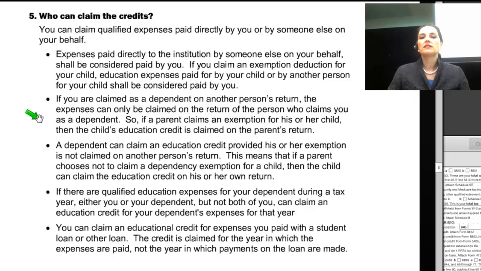So if a parent claims an exemption for his or her child, then the child's education credit is claimed on the parent's tax return, and the child cannot claim the credit himself. A dependent can claim an education credit provided his or her exemption is not claimed on another person's return. This means that if a parent chooses not to claim a dependency exemption for a child, then the child can claim the education credit on his or her return.